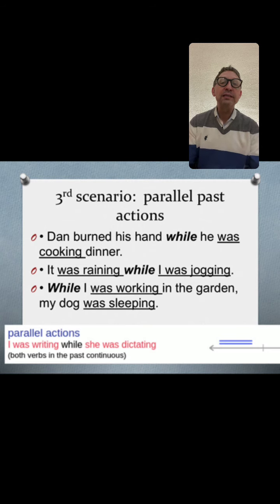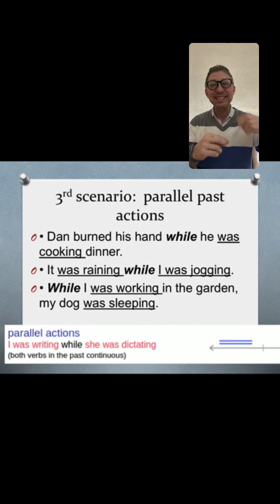Now, the first one is different. It offers us a simple past verb. Dan burned his hand. While. So you also have that option. But after while, you have past continuous. Dan burned his hand while he was cooking dinner. So he was cooking dinner. Sometime during the dinner, he burned his hand. So we have 2 options. You can either have 2 past continuous in one sentence or a past simple and a past continuous.